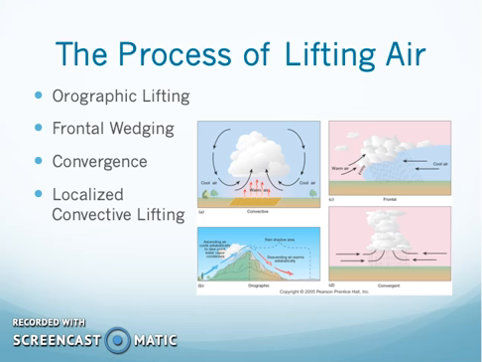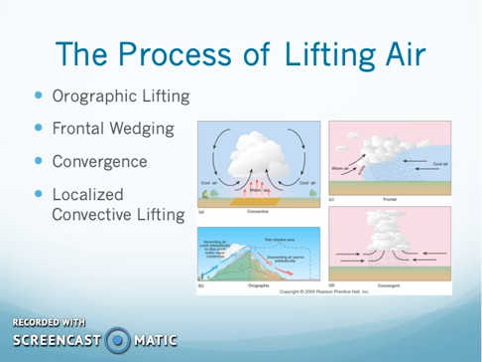Frontal wedging is the top right. This is when cool air acts as a barrier to the warm air. As you can see, the cool air is kind of causing the warm air to go up and over. And then convergence, the bottom right, is when 2 air masses come together and rise.